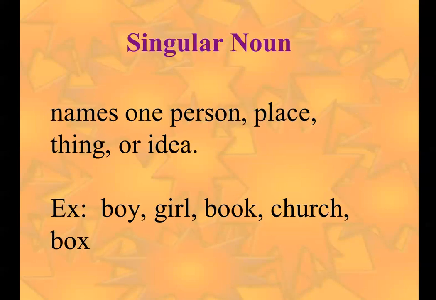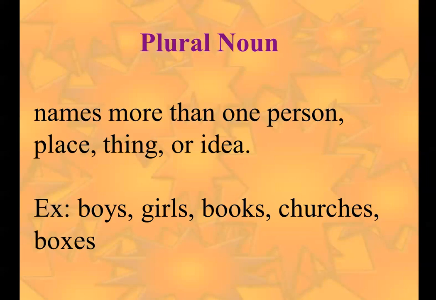A singular noun names one person, place, thing, or idea. For example, boy, girl, book, church, and box. A plural noun names more than one person, place, thing, or idea. For example, boy becomes boys, girl becomes girls, book becomes books, church becomes churches, and box becomes boxes.